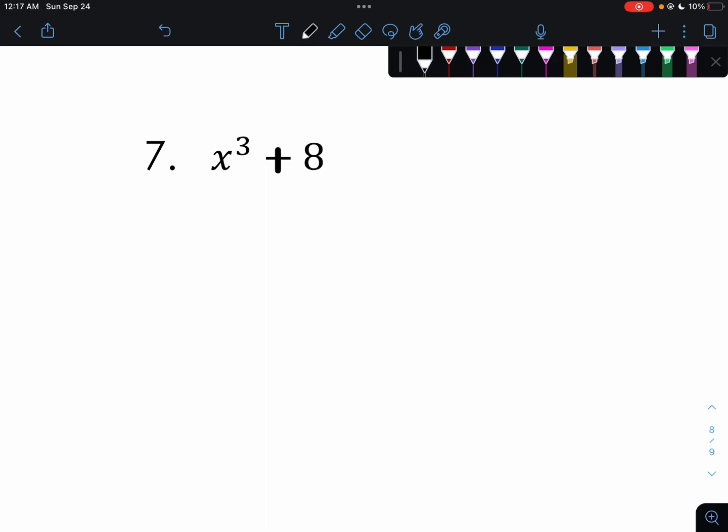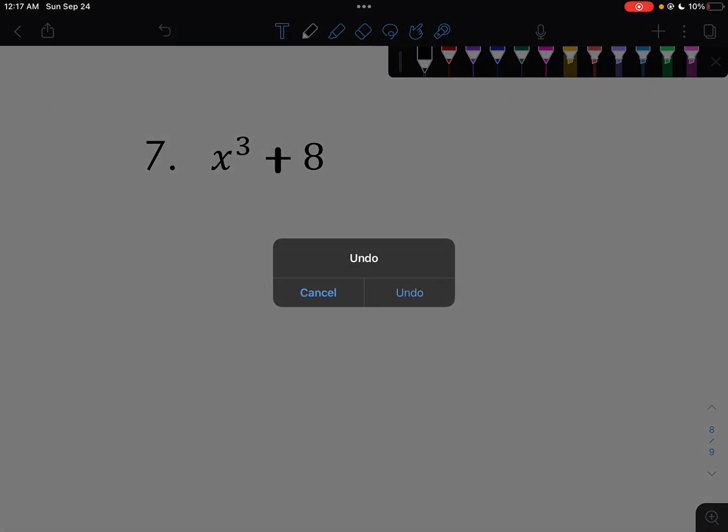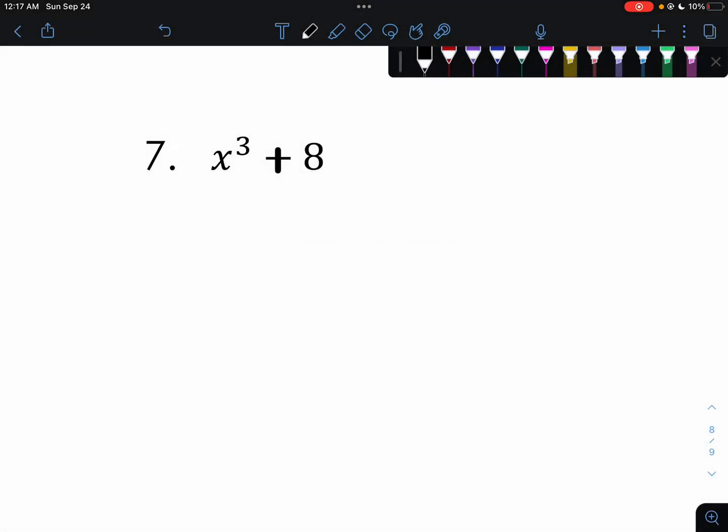So I see that I have an x cubed and an 8. We need to know that this is a sum of cubes. It was a difference of cubes first, but I changed it to a sum. So we need to know what A is, we need to know what B is, and then we have its own formula that's on the front page that goes with it.